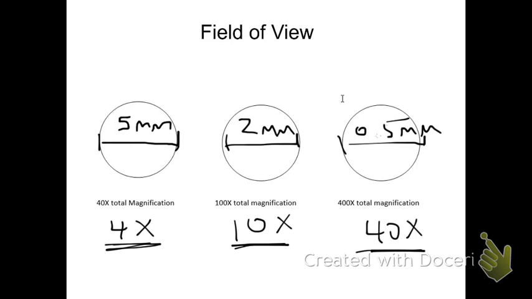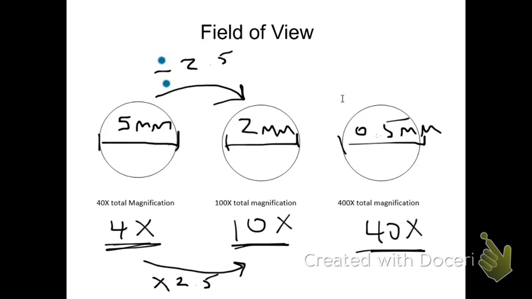Now, there's a mathematical relationship between these numbers. When you go from 4x to 10x, you are actually seeing things magnified 2.5 times, right? For example, if I said I'm going to go from 4x to 8x, that's twice as magnified. So if I go from 4x to 10x, I'm actually going to see things 2.5 times more magnified. Well, notice that there's a relationship here. 5 divided by 2.5 is 2, right?